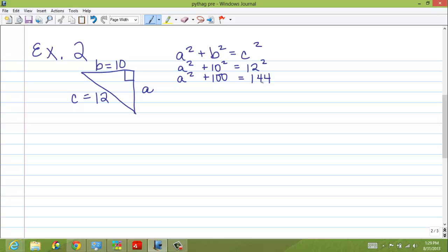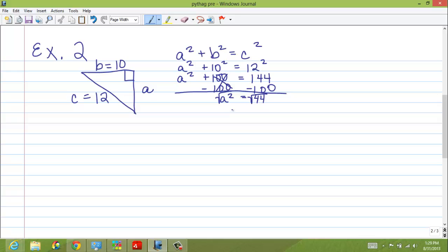Okay, we have to solve for a, meaning we have to get it by itself on one side of the equation. So we'll need to subtract 100 from both sides. Since it's being added, we need to subtract. Okay, and then I'll be left with a squared. A squared equals 144 minus 100, which is 44. So a squared is 44, but we need to know what a is, and in order to do that we have to take the square root of both sides.